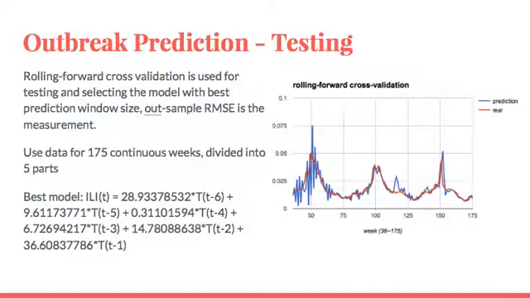For the training data, we use data for 175 continuous weeks and divide them into 5 parts, and then use the rolling forward cross-validation method for testing and selecting the model. The best model we have is listed here, and the rolling forward cross-validation result is shown in the figure.